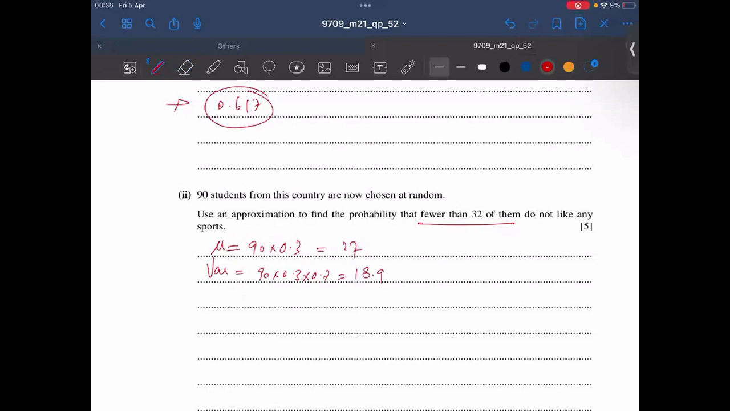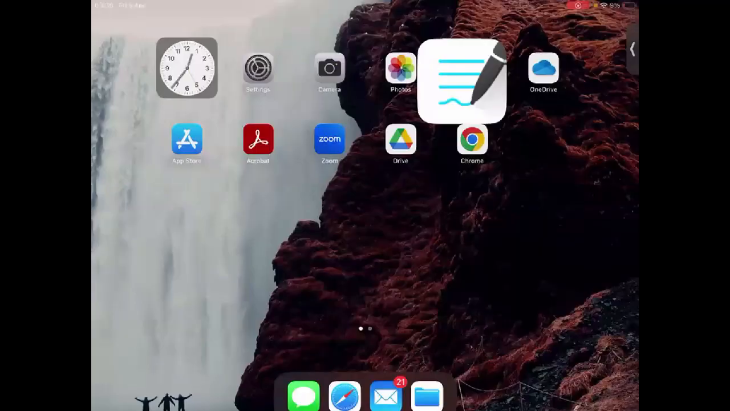Sir, will we take the square root of this? Yeah, later on. But you need to write down this notation: X, which is the number of students who do not like any sports, follows a normal distribution with mean 27 and variance 18.9. But if I just put the square root, is that fine? Yeah, it's fine, but I reckon there's a mark for it.